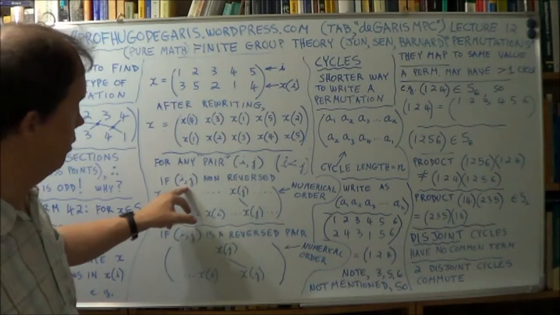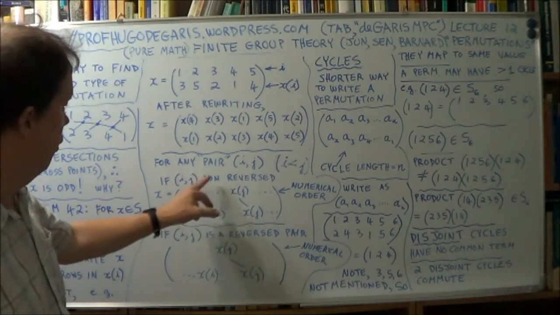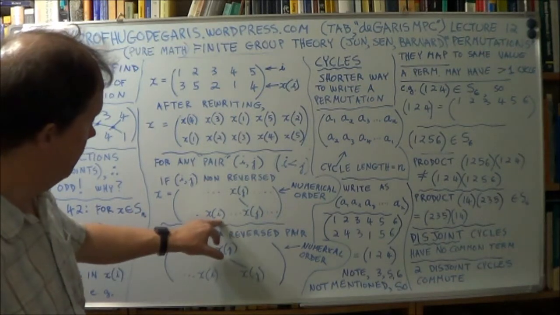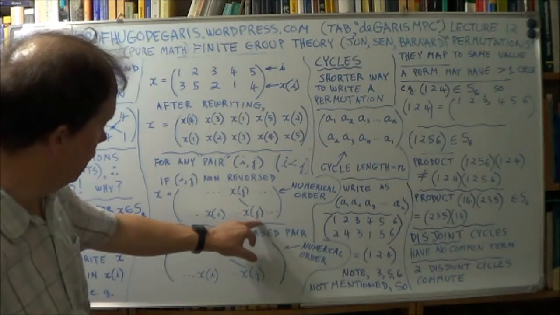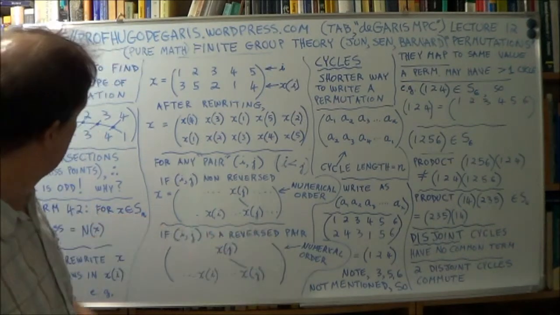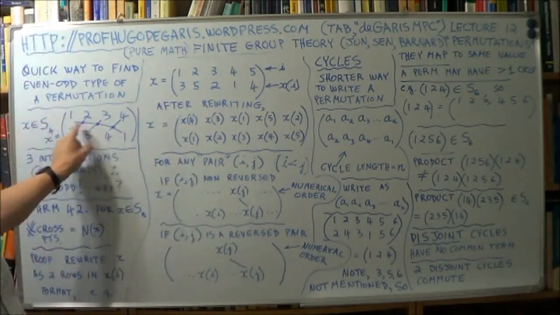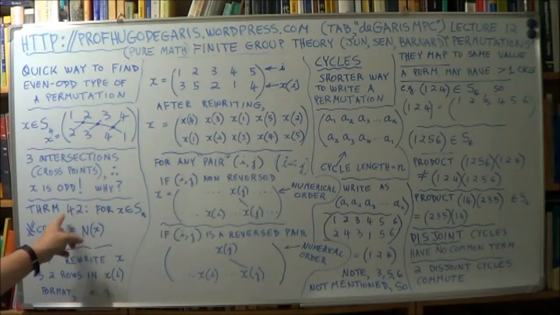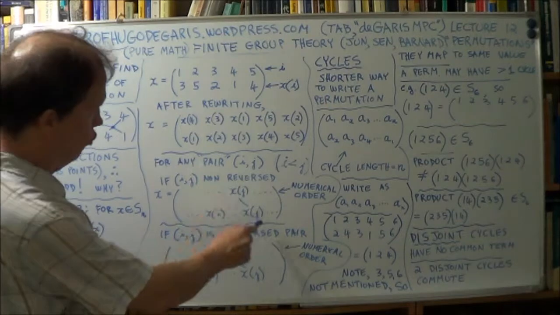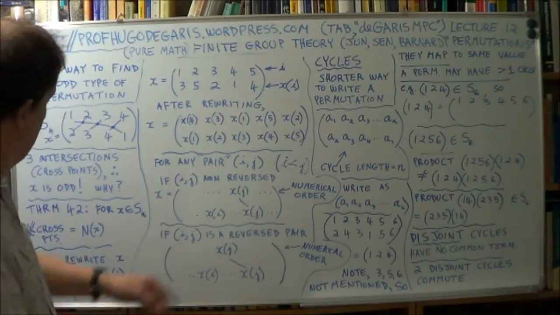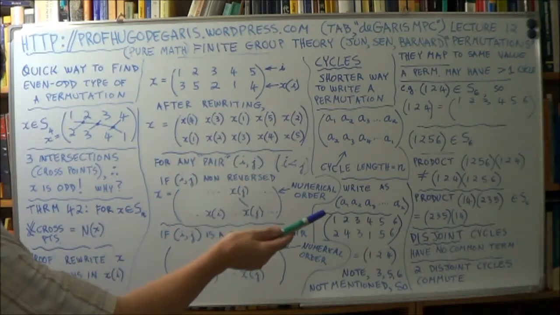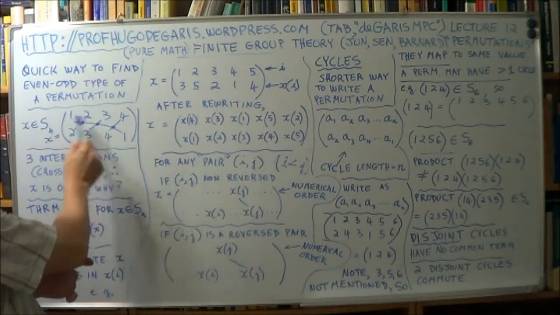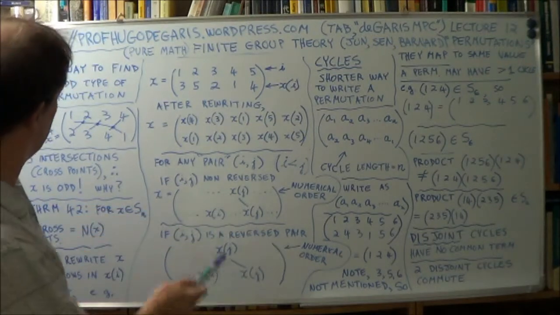From the previous session, remember what that means. If it's non-reversed, then x of i is less than x of j. Now we're trying to prove this cross-point intersection type proof. We're trying to prove theorem 42. So let's draw a line. Remember, you draw lines between the same numbers. So 1, 1, 2, 2, 3, 3, 4, 4.